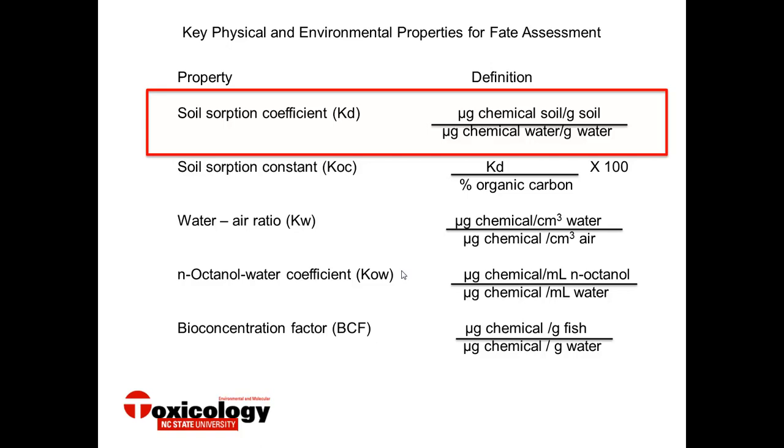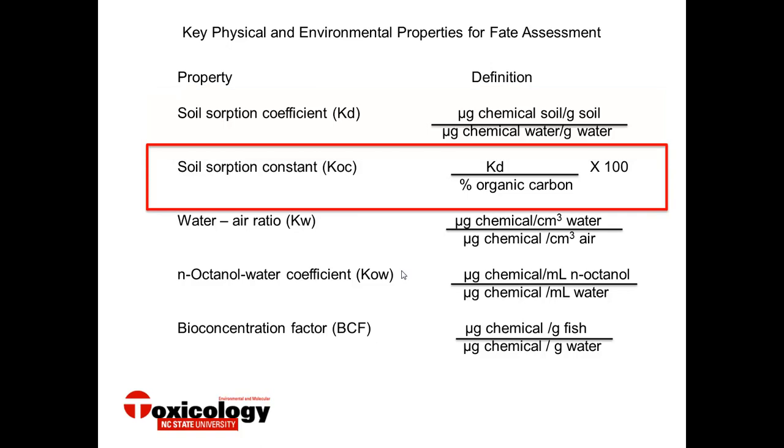Now, this leads to our next equation, where we determine the soil sorption constant, or KOC, which is our soil sorption coefficient, KD, divided by the percent organic carbon that is present in that soil. This then gives us an idea of the adsorption to the organic matter fraction of the soil. Remember, the soil will be made up of inorganic particles and organic particles. And so this equation will tell us how much of our contaminant is bound to the organic fraction of that soil. And this will be dependent upon the physicochemical factors that we discussed earlier.